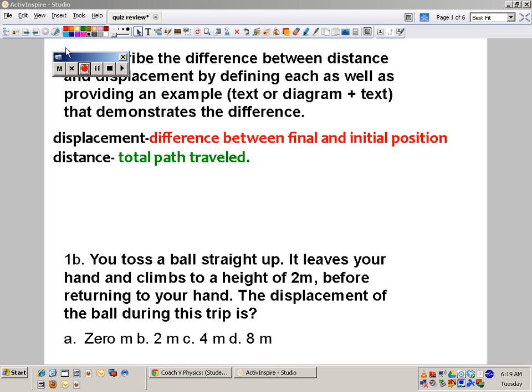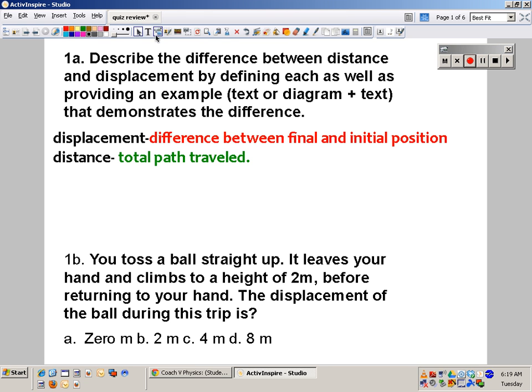Okay, this is going to go over the displacement quiz. And the first question is describe the difference in displacement. It's the difference between your initial and final position. So that means displacement equals your final minus your initial position, or change in distance.